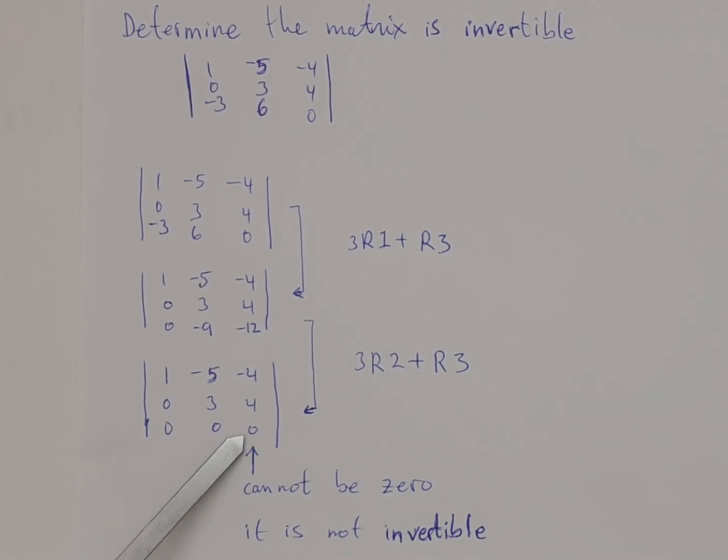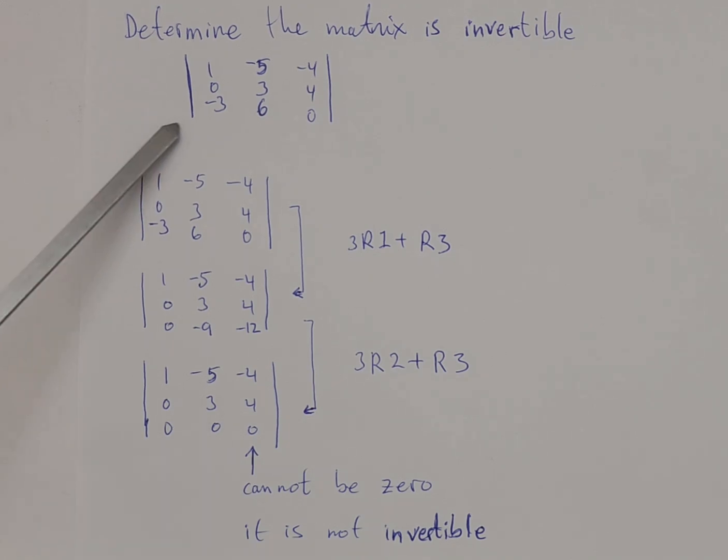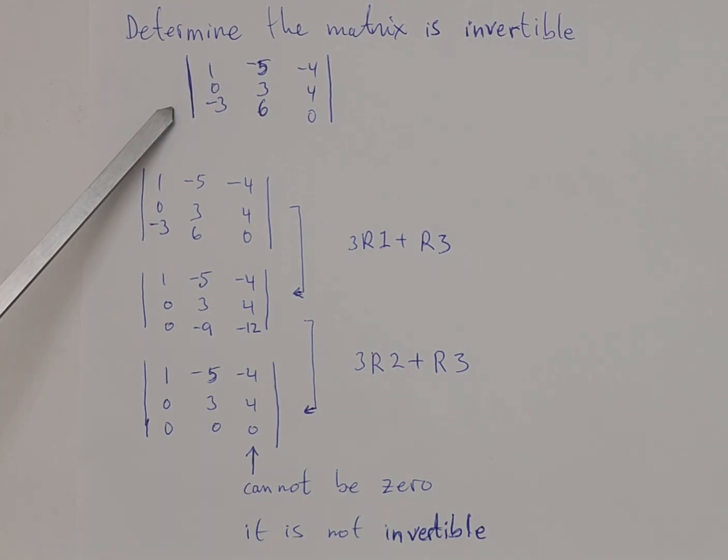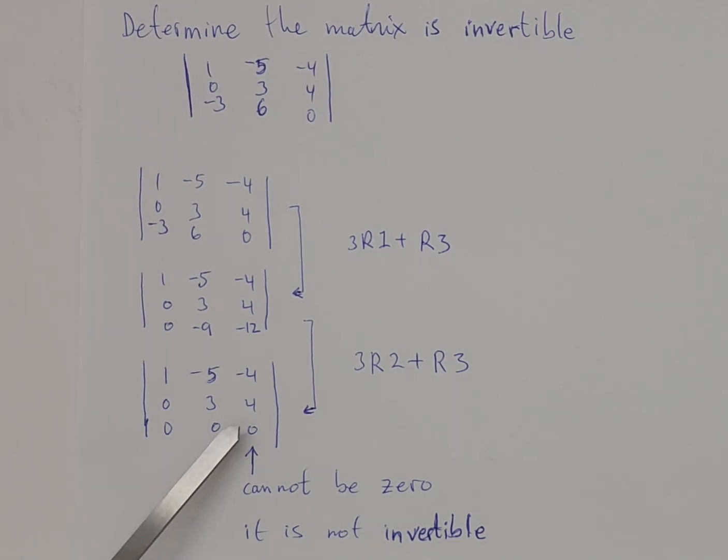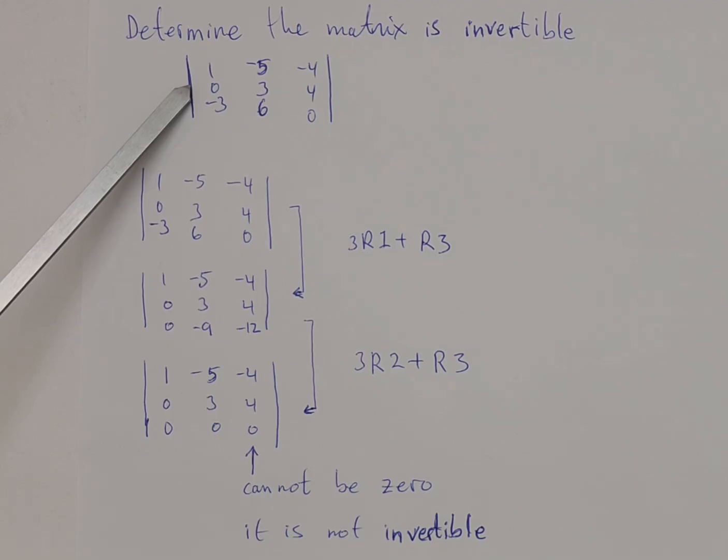Since this is a 0, this spot cannot be 0. And since it is 0, it is not invertible. So therefore, there is no inverse to the original matrix. One more time. This spot is a 0. And since it is a 0, it is not invertible. So therefore, the original matrix has no inverse.